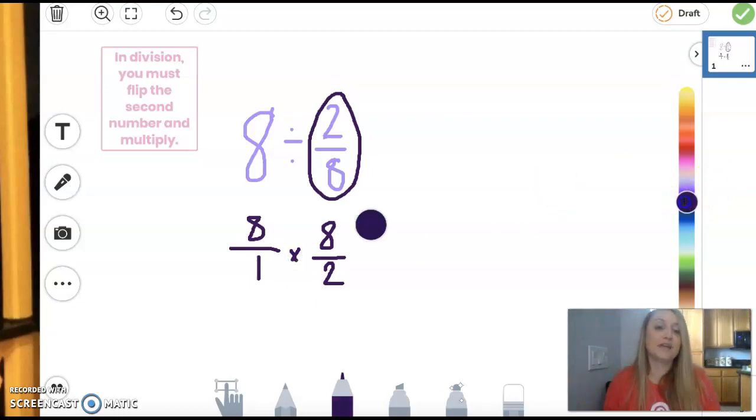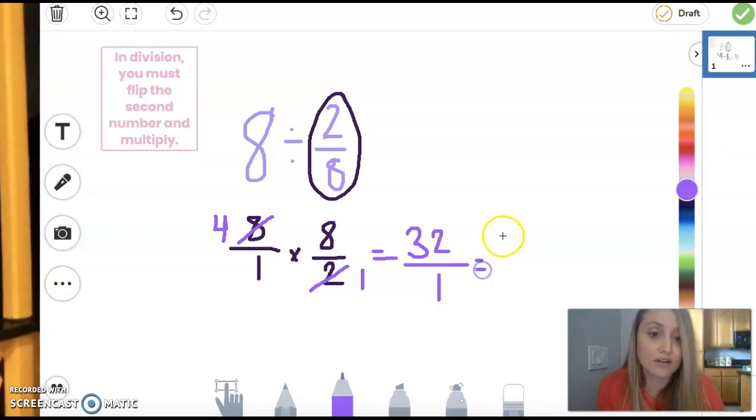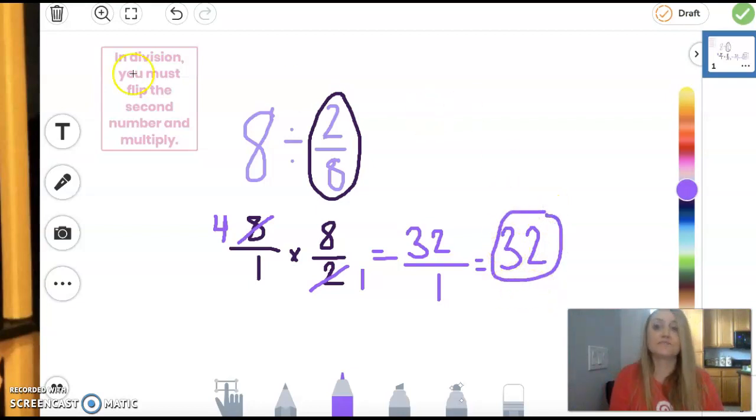Now here, we actually can do this 2 ways. Now that we're multiplying, you can do 64 on the top over 2 and then reduce it. Or you can use the trick. 2 goes into both 4 and 8. So 8 divided by 2 would be 4. 2 divided by 2 would be 1. So our answer here would be 32 over 1, or 32. Okay, that would be our answer here.